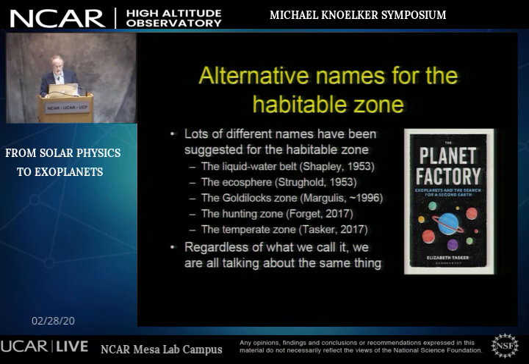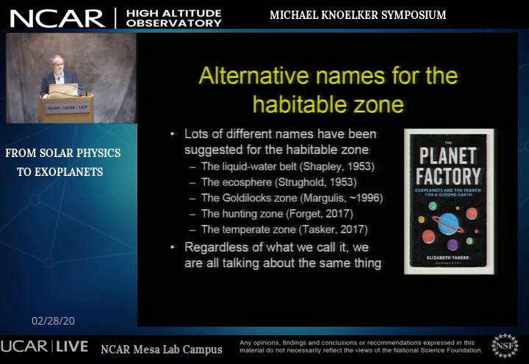Strughold called it the ecosphere in that same year. Lynn Margulis used to call it the Goldilocks zone. We've heard that term here already at the meeting. Francois Forget over in Paris, he's the head of the LMD group, called it the hunting zone at a meeting fairly recently. He called it that because that is the region in which we would hunt for habitable planets. But I was at a SETI meeting in Green Bank this past summer. They're interested in the search for extraterrestrial intelligence, and if you call it the hunting zone, it has bad connotations.